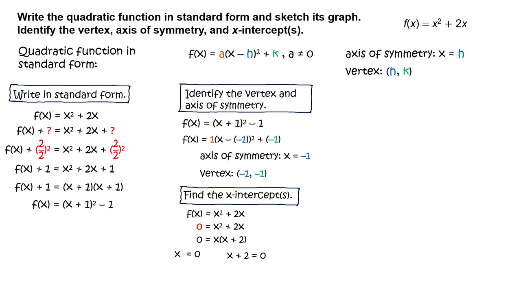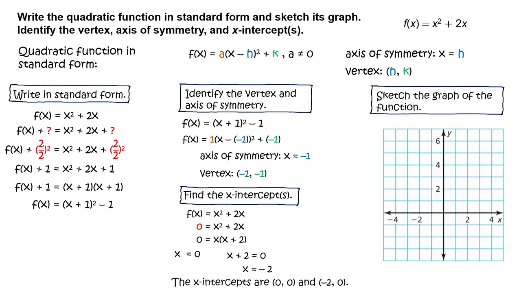Set each factor equal to 0. x equals 0. To solve the equation x plus 2 equals 0 for x, subtract 2 from each side of the equation. You will get x equals negative 2. So the x-intercepts are 0, 0, and negative 2, 0.